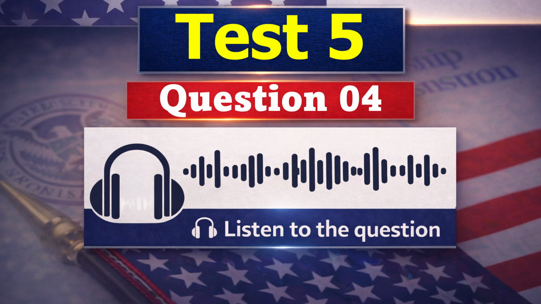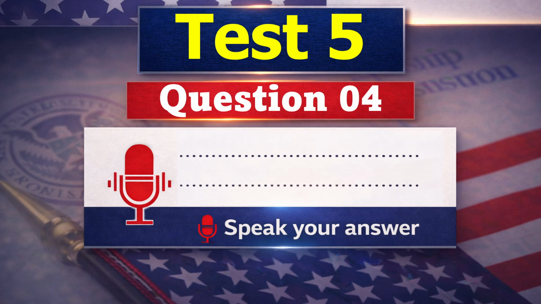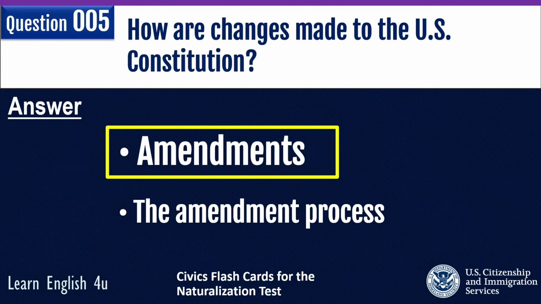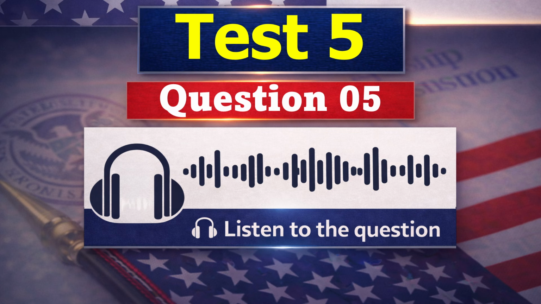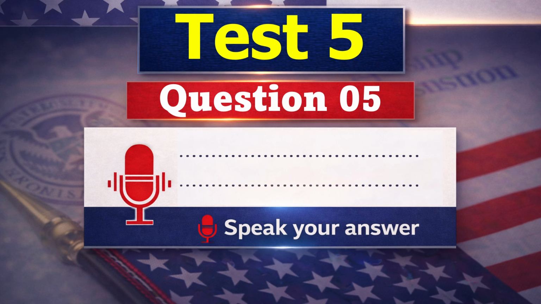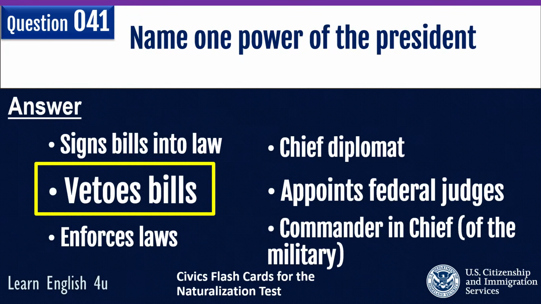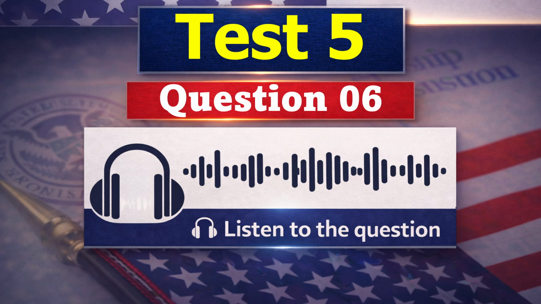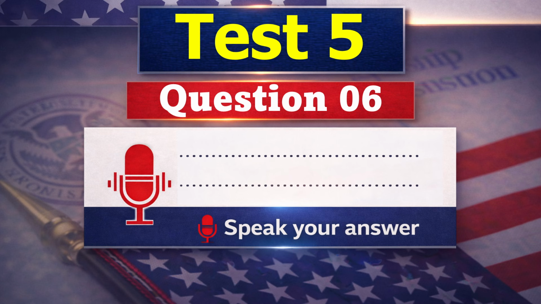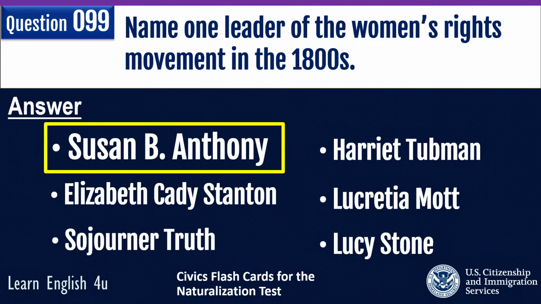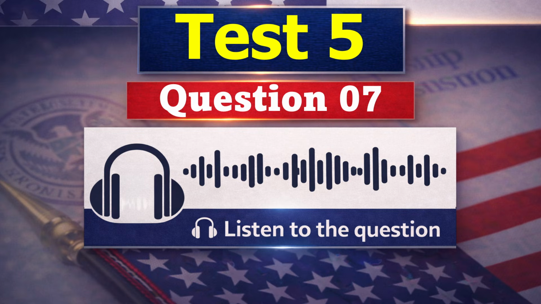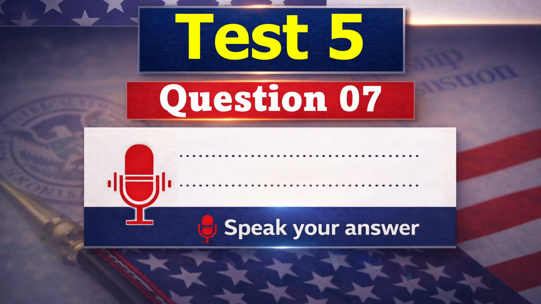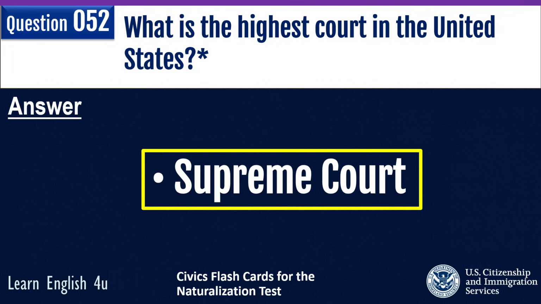How are changes made to the Constitution? Amendments. Name one power of the president. Vetoes bills. Name one leader of the women's rights movement in the 1800s. Susan B. Anthony. What is the highest court in the United States? Supreme Court.